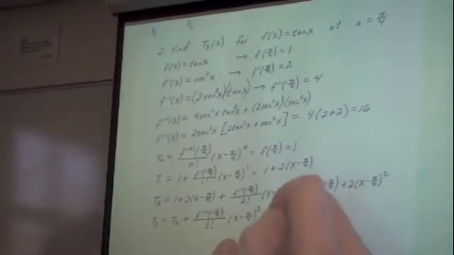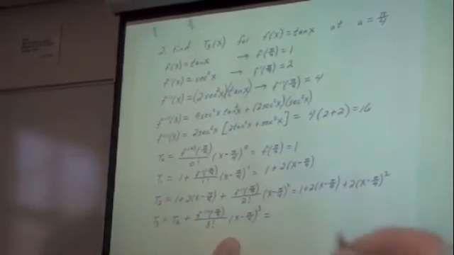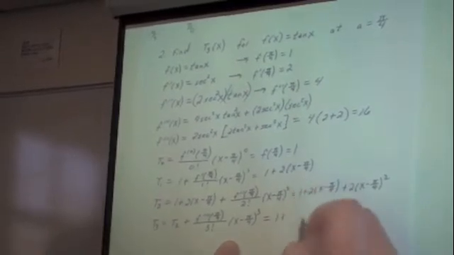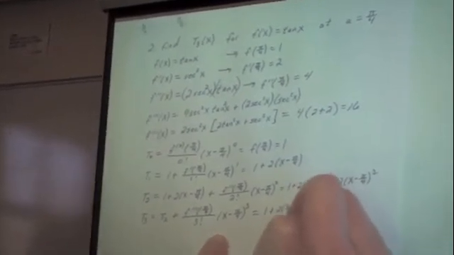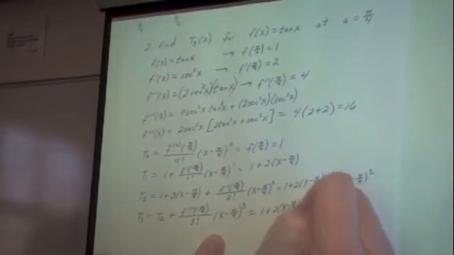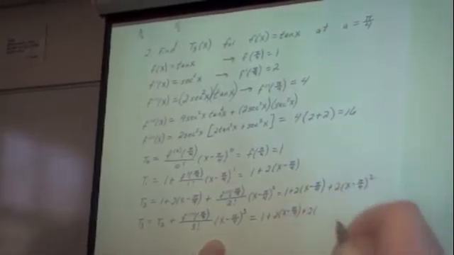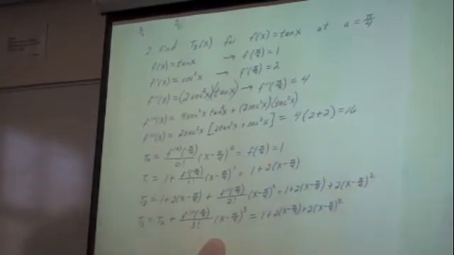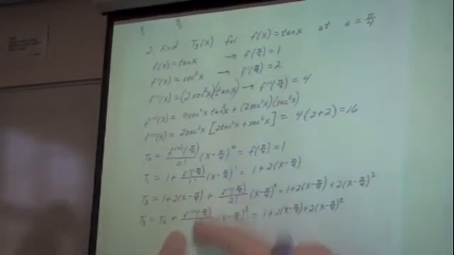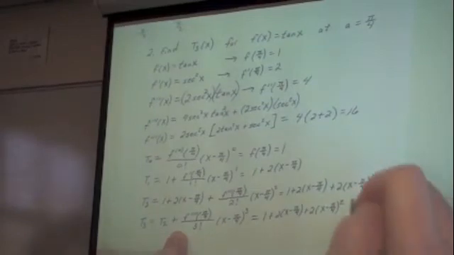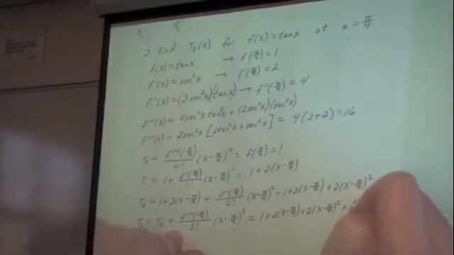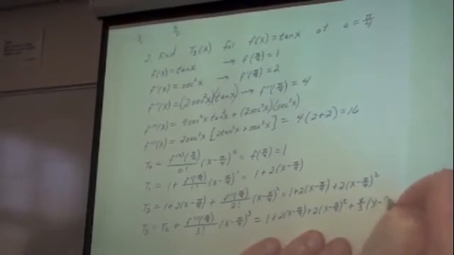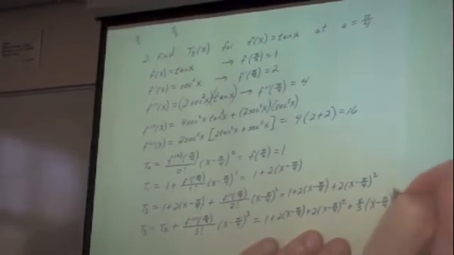So I'll say the third Taylor polynomial is 1 plus 2 times the group x minus pi over 4 plus 2 times the group x minus pi over 4 squared plus 16 over 6, which reduces down to 8 over 3, plus 8 thirds times the group x minus pi over 4 cubed.